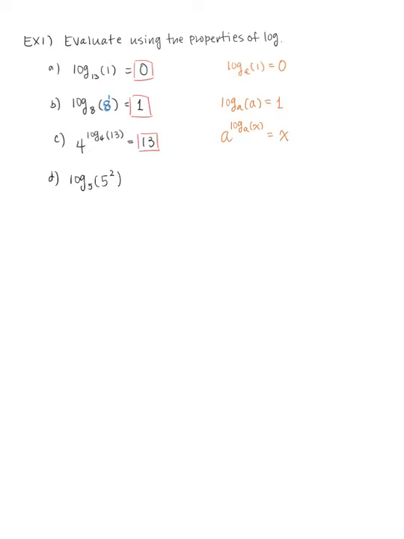Part D, log base 5 of 5 squared. So here, again, do you see that the little base and big base match up? So you can think of it as they cancel each other out. So what's left? Just 2. Okay, so this answer is going to be 2, but let me write down the property that we're using. This is the same thing as log base a of a to the x equals x. So our answer is going to be 2.